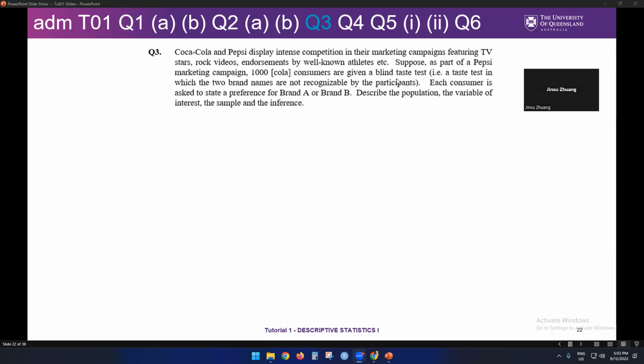So a blind taste test, for example, is a taste test in which two brand names are not recognizable by the participants. Each consumer is asked to state a preference for brand A or brand B. Describe the population, the variable of interest, and the sample and the inference. And once again, amazing.